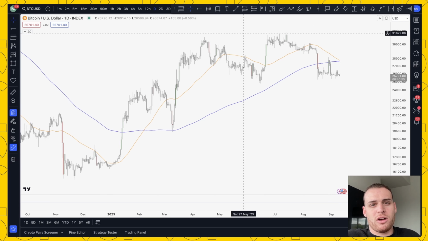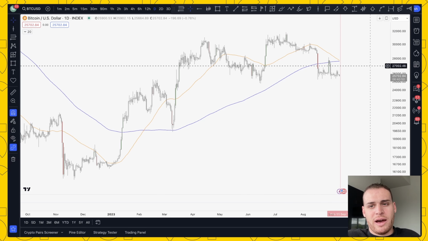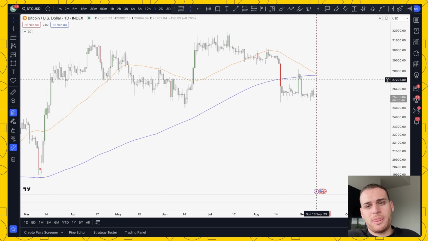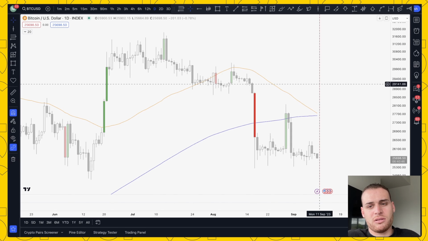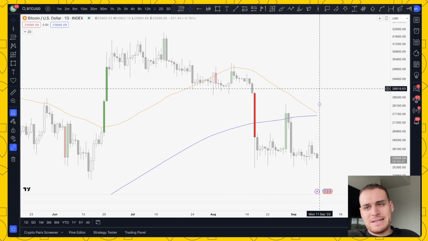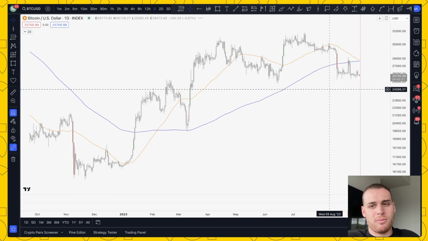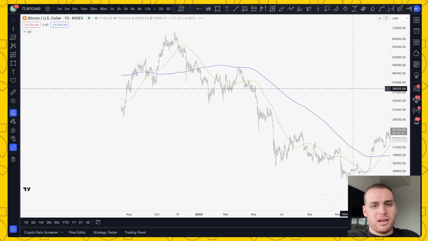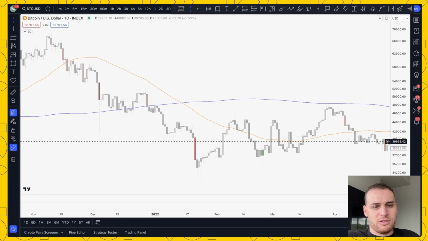But let's talk about what a cross would imply, and let's go back and look at what's happened for previous crosses. So we're about to cross here. It's going to cross sometime next week. I'm making this video Sunday, September 10th. I'm guessing by end of day Tuesday this should have crossed. But let's go back and look at some previous death crosses and see what's happened.